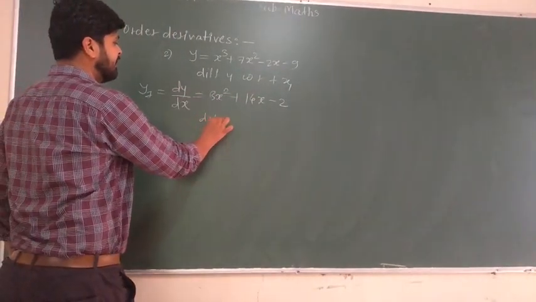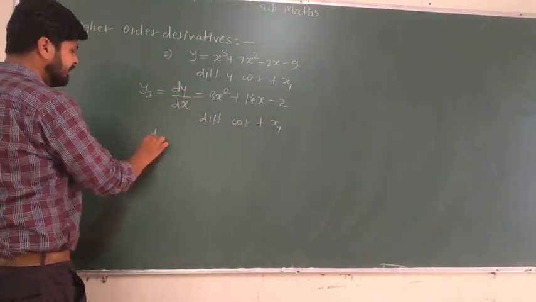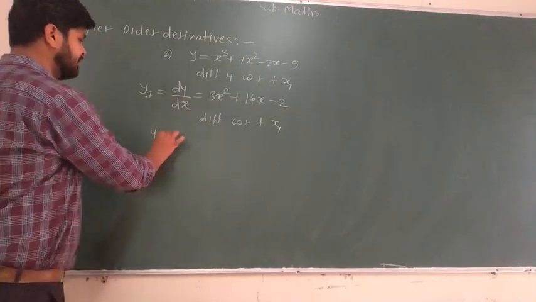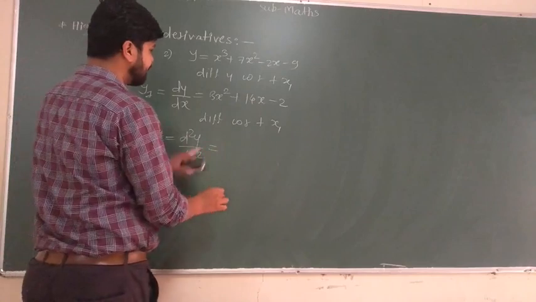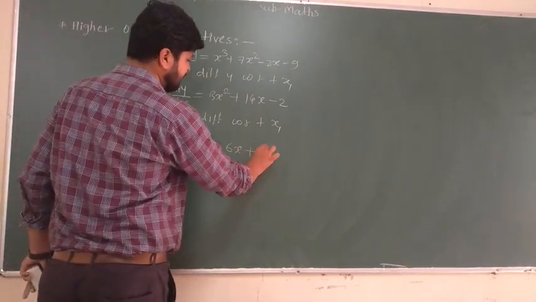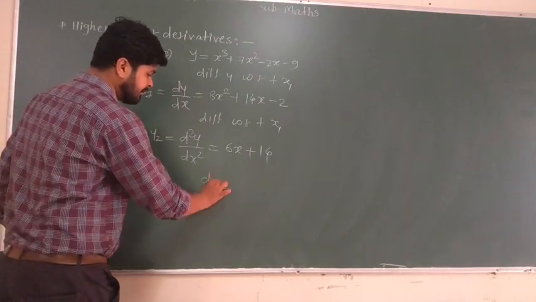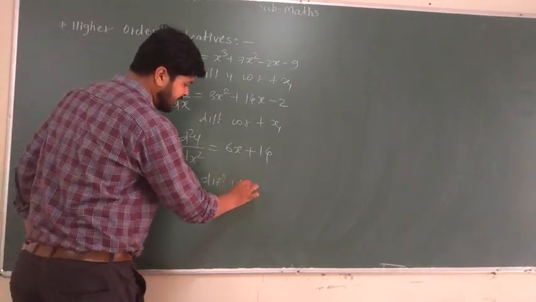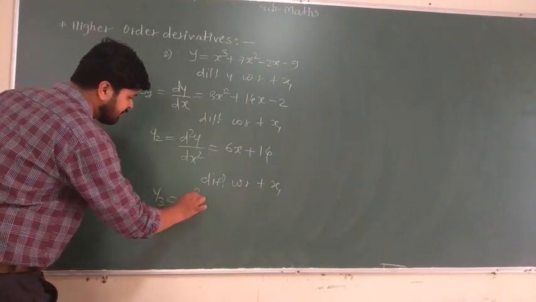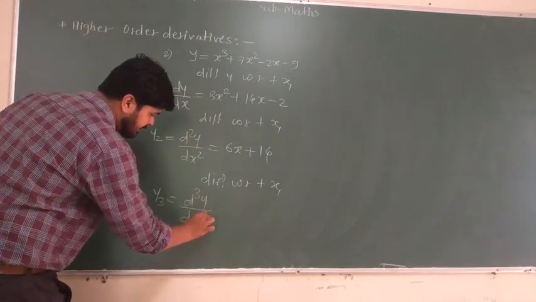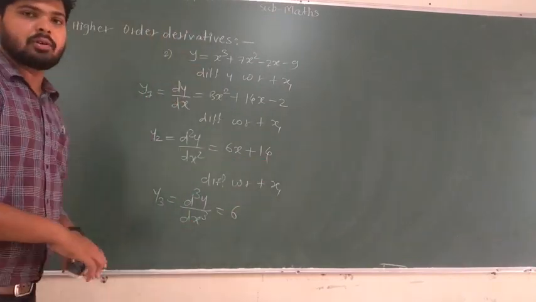If I again differentiate with respect to x, then its second derivative y2, d2y by dx square, is 6x plus 14. If I again differentiate this term with respect to x, then its third derivative y3 is equal to d3y by dx cube is equal to 6, and derivative of 14 is 0.